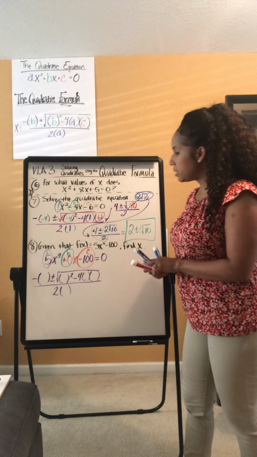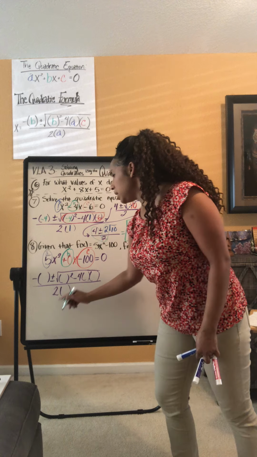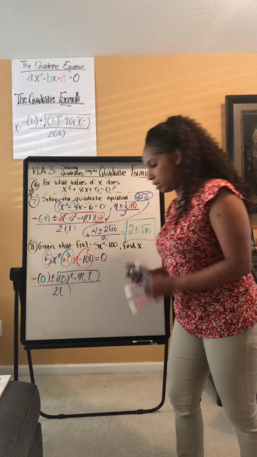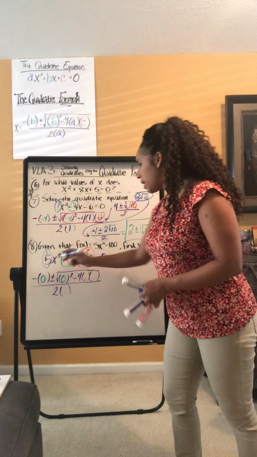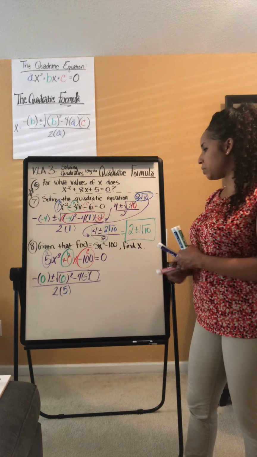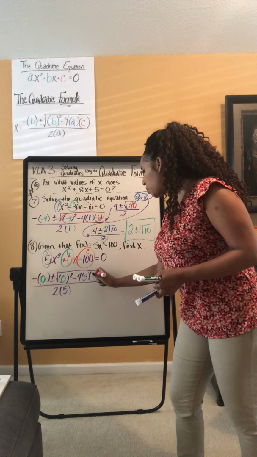Okay, so back to this. We have 2 b's, 2 a's, 1 c. My b was the number 0, my a was the number 5, and my c was the negative 100.